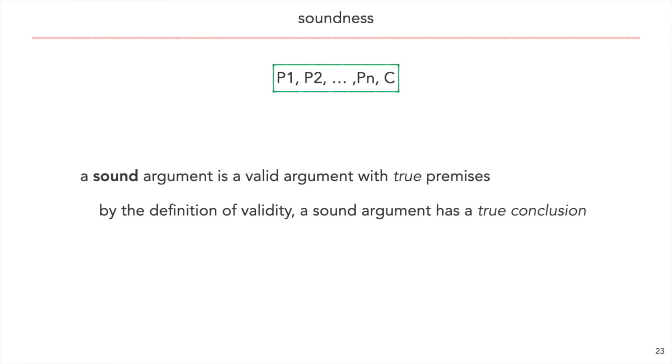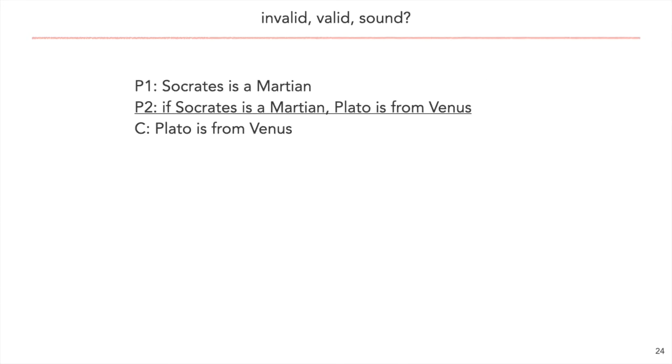A sound argument is simply a valid argument with true premises. And you can see by the definition of validity, a sound argument has a true conclusion. There are no sound arguments with false conclusions. An argument that is not sound is unsound. Let's try that out with a few examples.